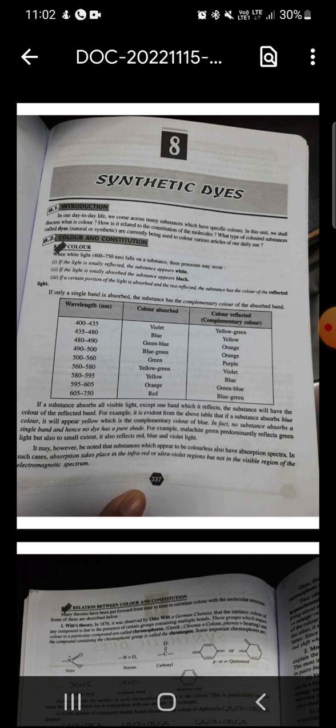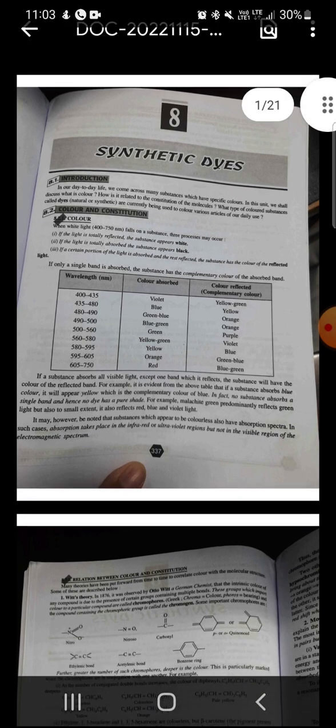Today we will read the chapter Synthetic Dyes. Introduction. In our day to day life, we come across many substances which have specific colors. In this unit, we shall discuss what is color, how it is related to the constitution of the molecule, what type of color substance called dyes are currently being used to color various articles of our daily use.